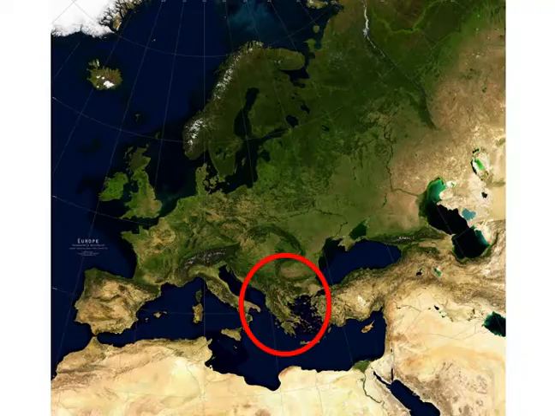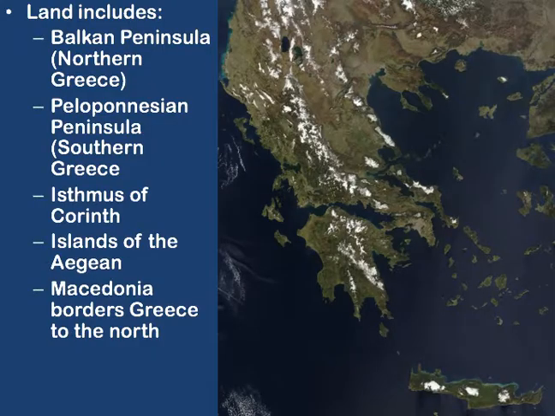Let's get a little bit of a closer look at the land. Greece lies on a peninsula. So does Italy, for that matter. But Greece is a peninsula-based country. Unlike Italy, which is pretty much one big peninsula, Greece is actually two peninsulas for the price of one. Two great peninsulas.